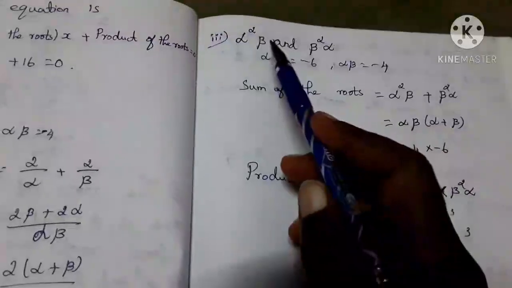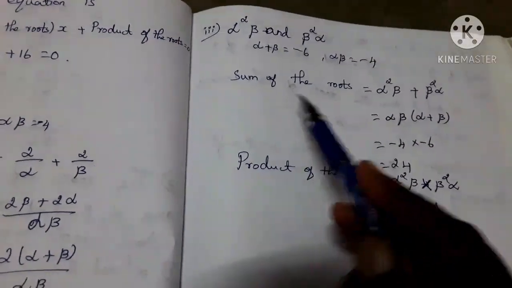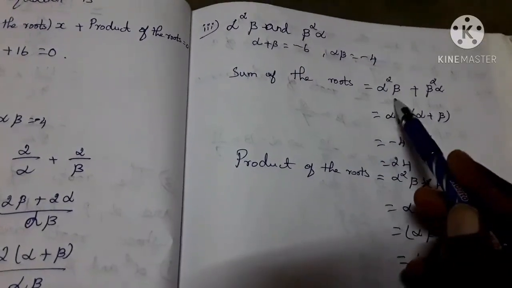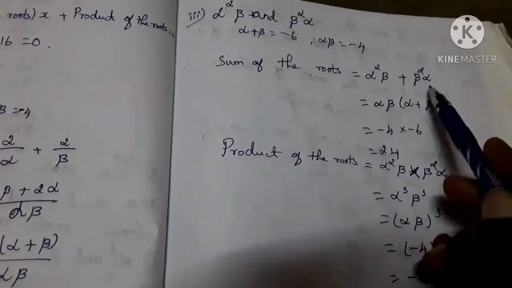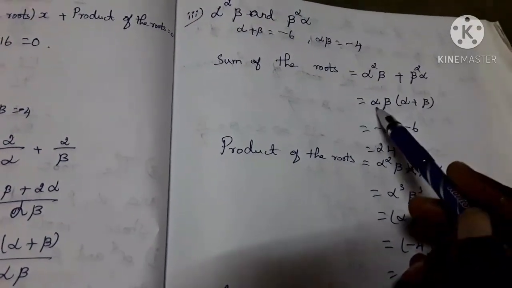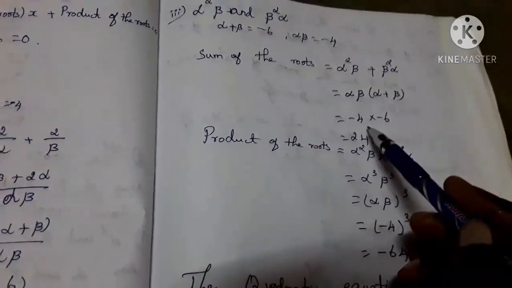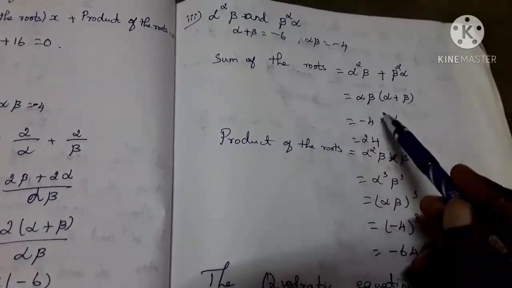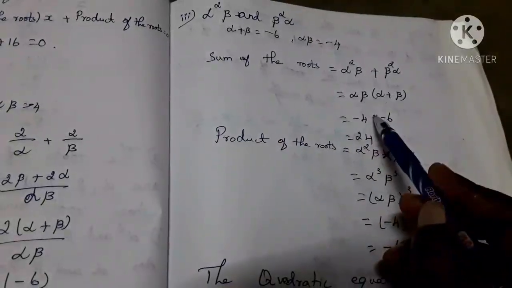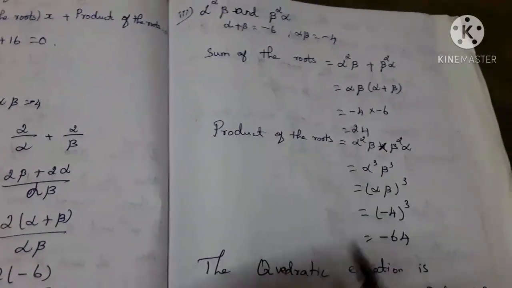Maybe the roots are alpha squared beta and beta squared alpha, so what is the answer? So sum of the roots is alpha squared beta plus beta squared alpha. Here the terms have alpha beta in common, so we take alpha beta as common, remaining alpha plus beta. So alpha beta is minus 4, alpha plus beta is minus 6. So minus into minus plus, 6 4s are 24.